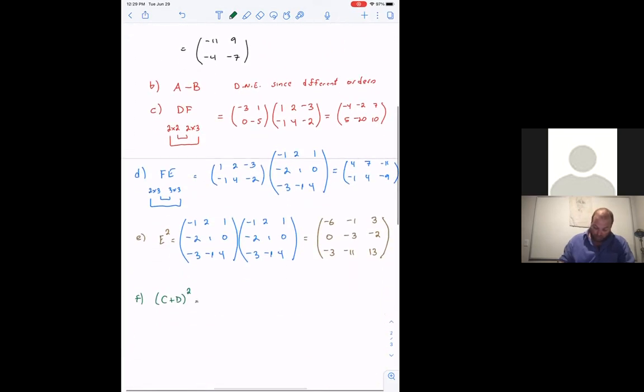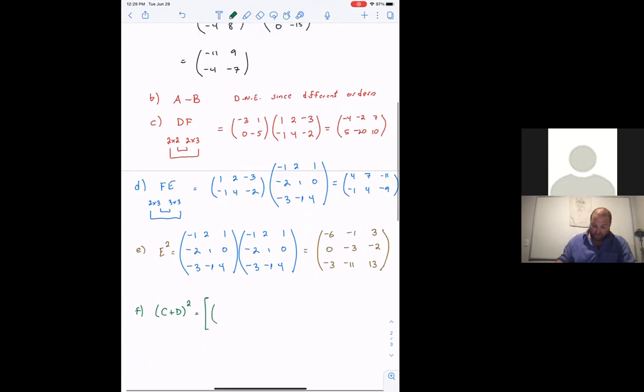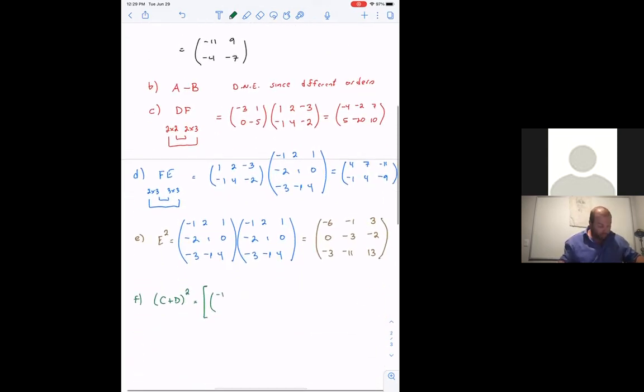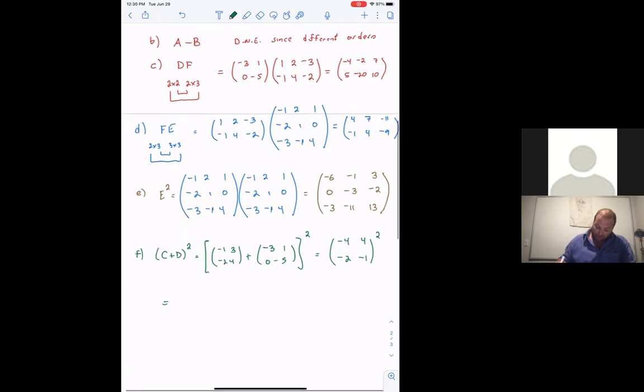So I'm allowed to do this. C is, well, I have the book here. C is [-1, 3; -2, 4] plus D, which is [-3, 1; 0, -5]. And I want to take that quantity and square it. -1 plus -3 is -4, 3 plus 1 is 4, -2 plus 0, and 4 plus -5, which I then want to square. How do I square a matrix?